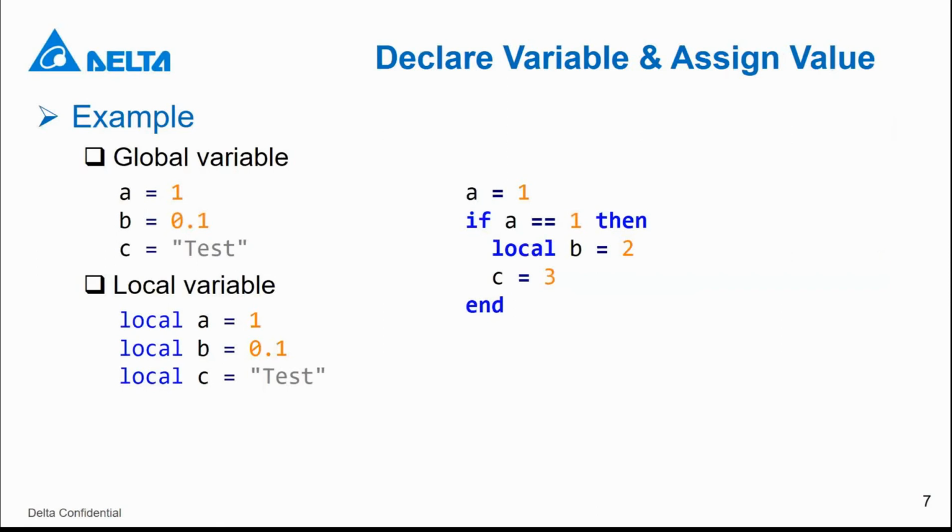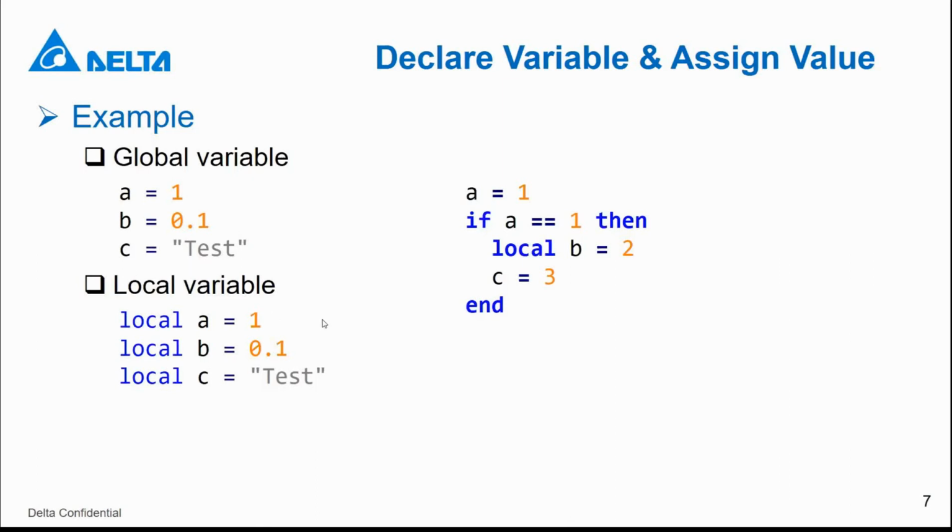And here's about the variable. For variables in our language, it's easy. Actually, you don't need to define them before using them. You can just use them. In the first example, it's a global variable. You can just assign a value to the variable you want, like a equals 1, b equals 2.1, and c equals test, which is a string. For strings, just like in other languages, you quote them with double quotes.